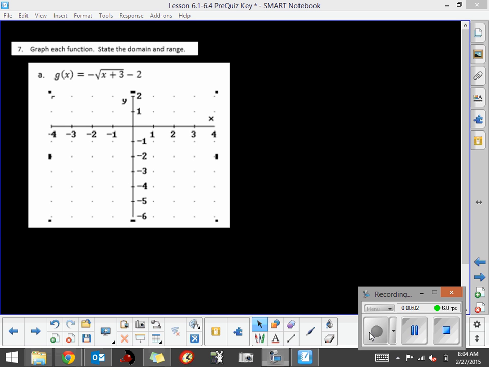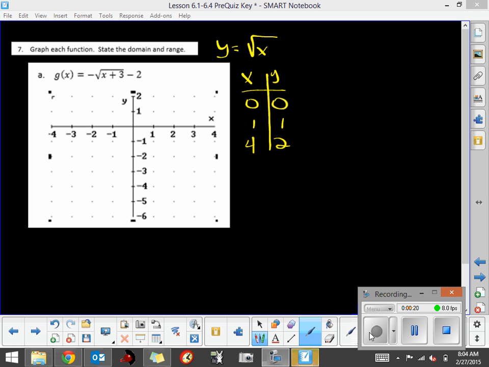In question 7a, we're asked to graph the transformation of a parent function of the square root function. So what we've been doing is modeling this by putting in three of our parent function's ordered pairs. If we put in just the square root of x as our parent function, then the square root of 0 is 0, the square root of 1 is 1, then we jump to the square root of 4, which is 2. We're going to use those ordered pairs to help us graph our transformed equation.